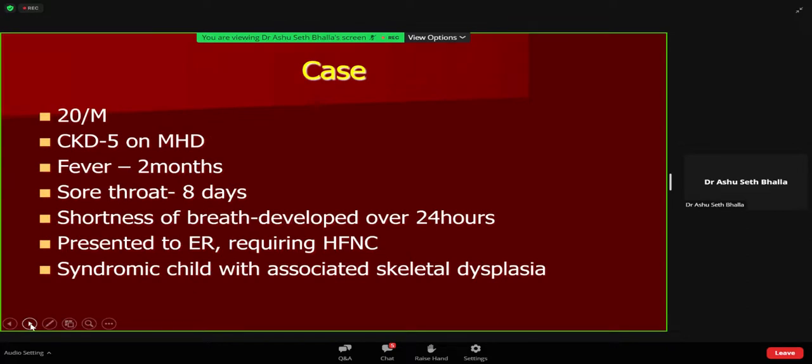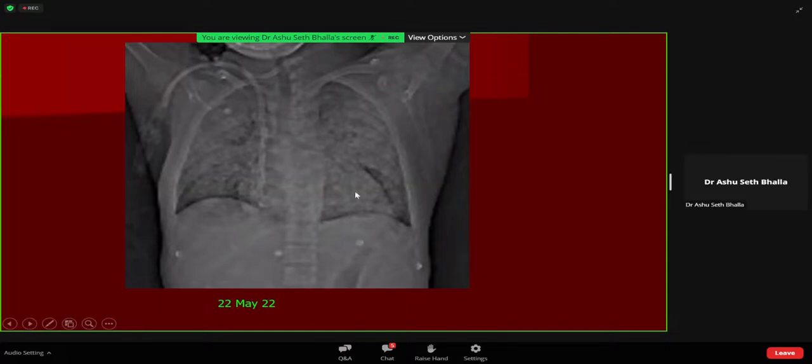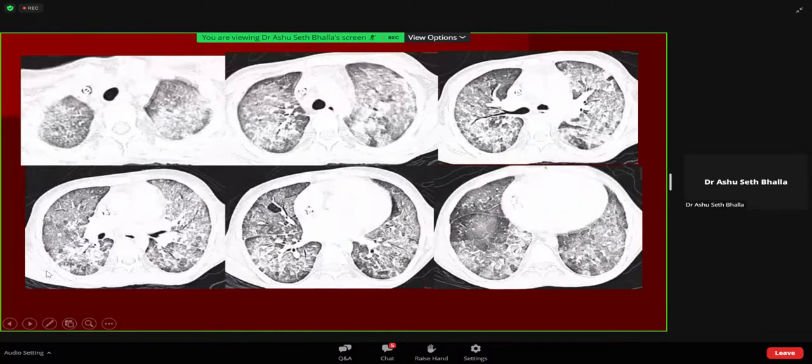He's a 20-year-old child who has been a CKD patient for the last year and a half on maintenance hemodialysis, who got fever for the last 2 months and sore throat and developed shortness of breath. He's a syndromic child who has associated skeletal dysplasia. And when we did the CT, the topogram showed a picture suggestive of DAH.